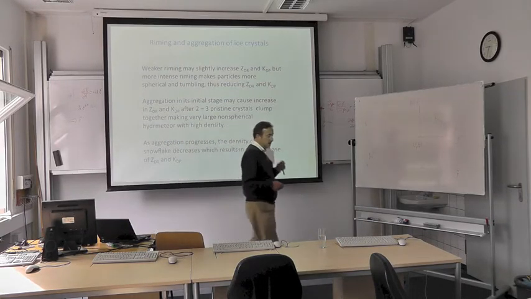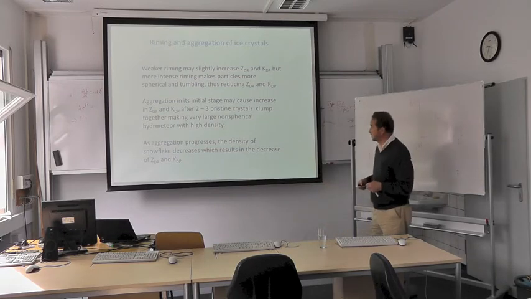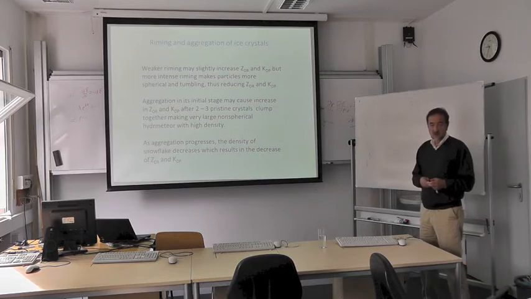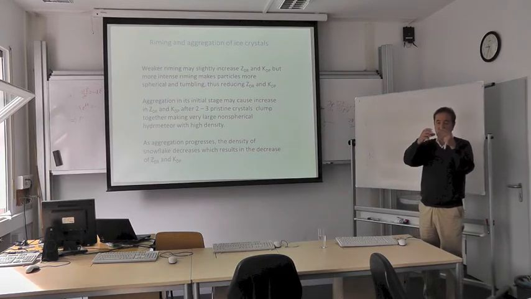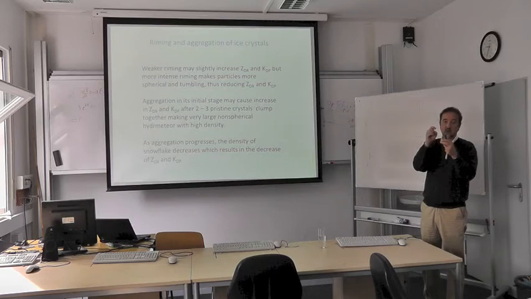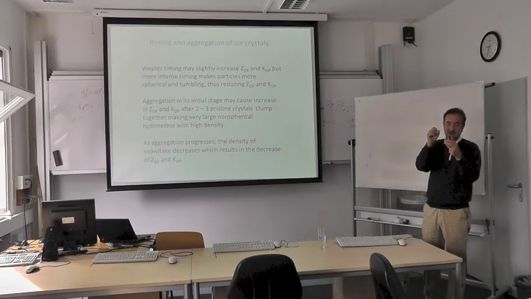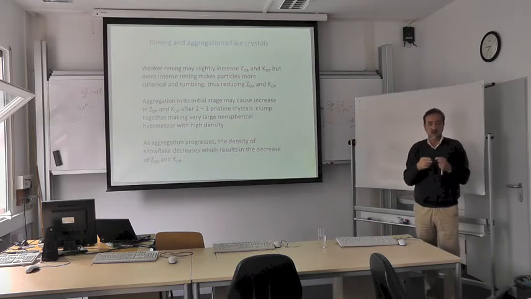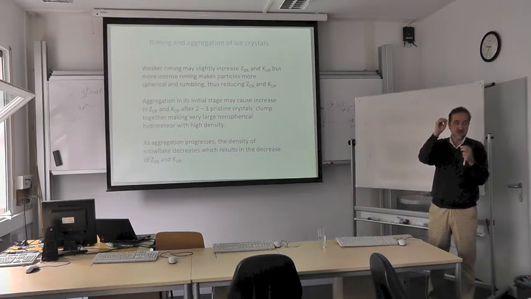Riming and aggregation are other very important processes, and again, they have a strong impact on polarimetric variables. What is riming? Bigger crystals usually fall relatively slowly through a medium containing a lot of supercooled cloud-size liquid drops. They are 5-10 microns, not raindrop size, maybe 20 microns. During the collision, those drops refreeze on impact with these crystals.